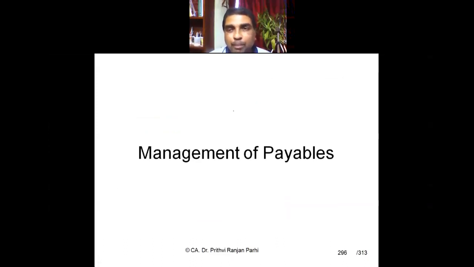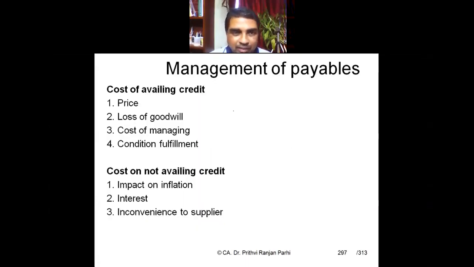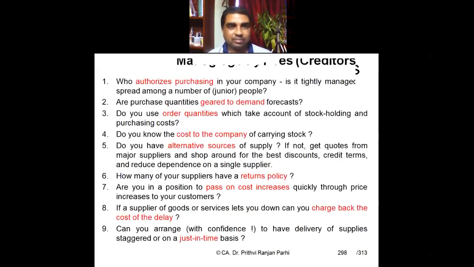Now coming to management of payables, that is also one more aspect of working capital management. Very quickly and at a very surface level we'll be understanding this. It is not there in your syllabus or study material, but still we'll cover it to have a complete idea. Management of payables deals with two kinds of costs: first of all, cost of availing credit and cost of not availing credit. When you want to buy something on credit, there is a cost, is it not? Price, loss of goodwill, etc. And if you're not availing credit, still you have got a cost. We'll be seeing how to compute the cost of availing credit and cost of not availing credit, so that a finance manager can take a decision in which situation one should avail credit and in which situation one should not avail credit.